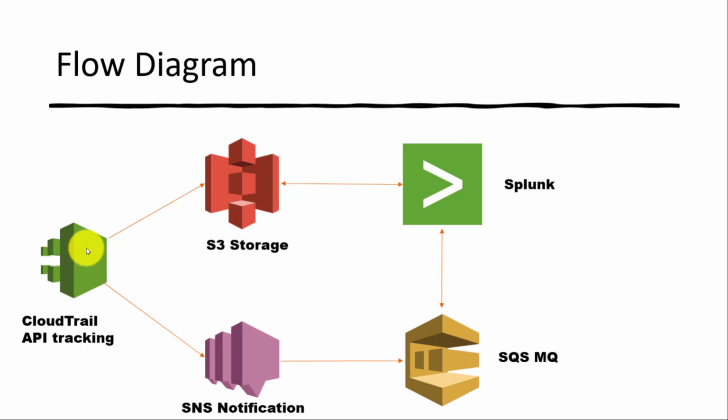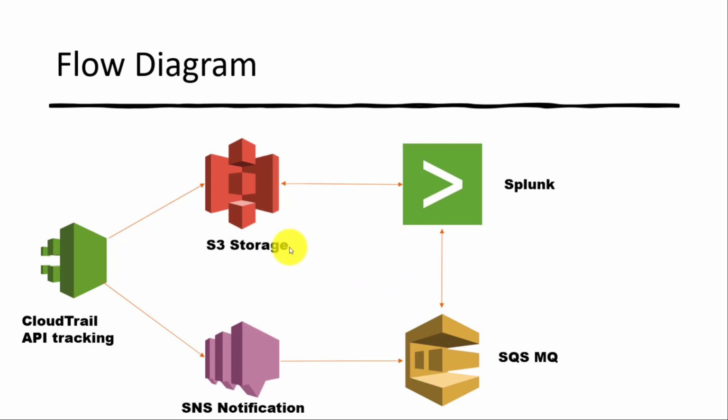Now when we set up CloudTrail, it pushes the logs to S3 storage. It can also push to SNS as a notification, so that you can configure message queues to listen to those notifications. From Splunk we generally listen to this SQS, so we read the SQS and ingest the data.